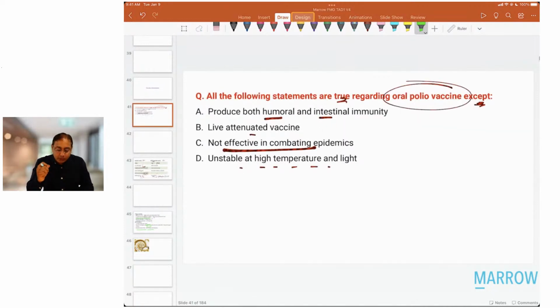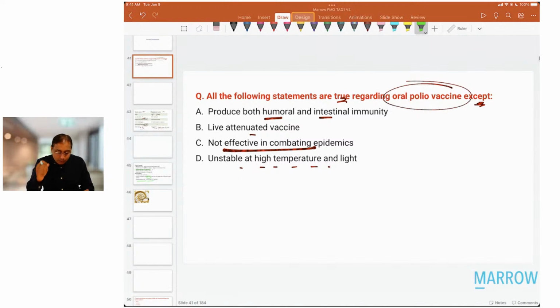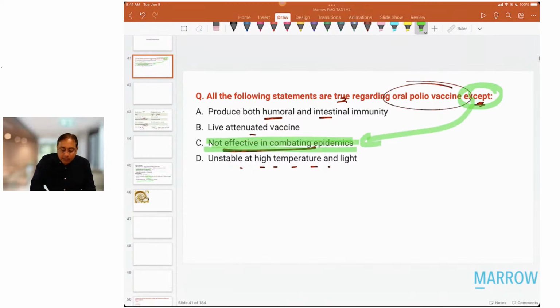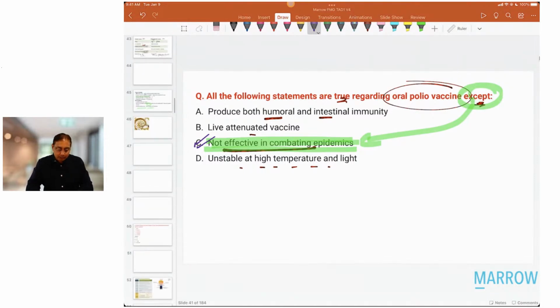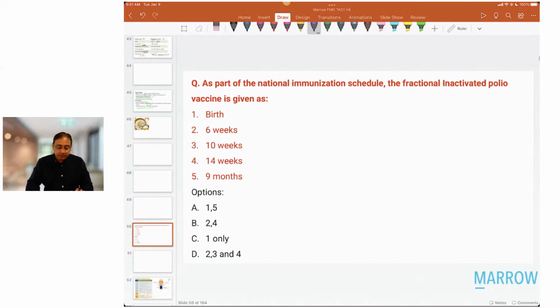Coming back to the question, all of the following are true regarding the oral polio vaccine. So which is false? All are true except is not effective. It is effective in combating epidemics. This is the wrong answer. It is effective in combating epidemics. So make sure you get these questions right.